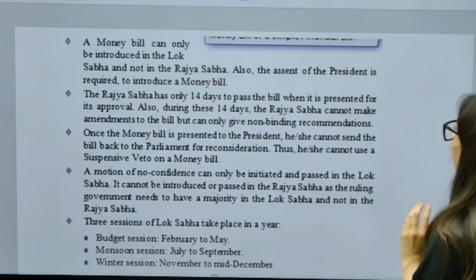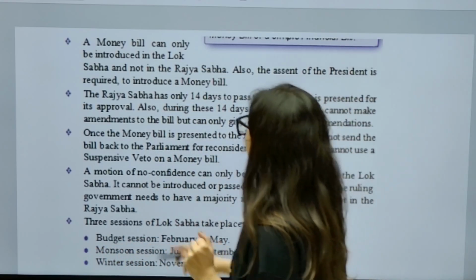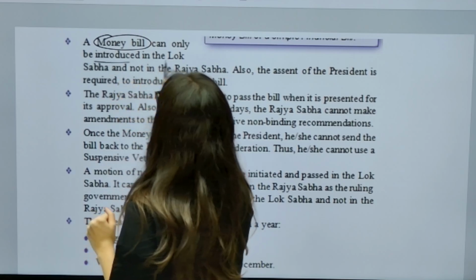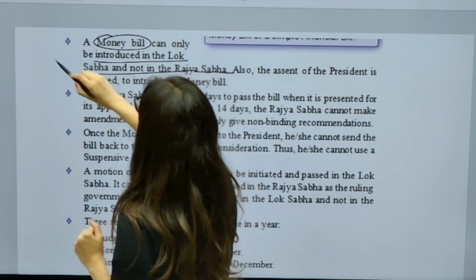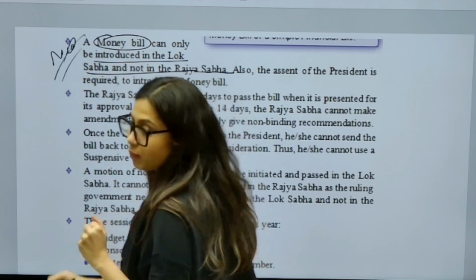Then comes special powers of Lok Sabha. A money bill can only be introduced in Lok Sabha and not in the Rajya Sabha. This you have to remember for your MCQ. This is your PYQ as well.